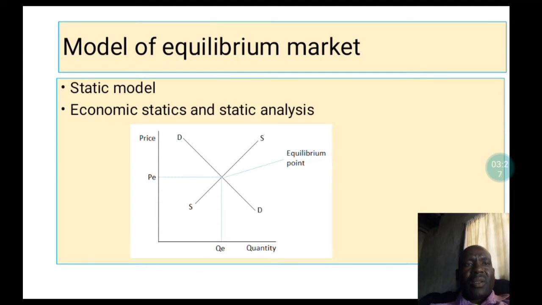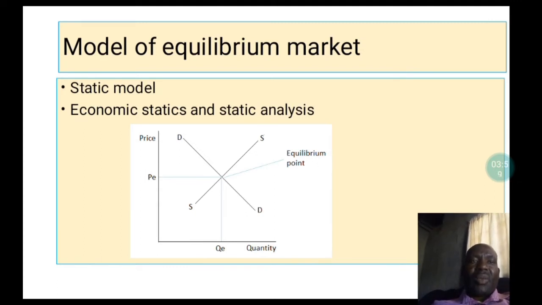This is a model of an equilibrium market. So as you can see in the diagram, we have the equilibrium point. It's labeled, I'm sure you can see it. And then we have the demand curve, DD, and the supply curve, SS. We also have the equilibrium price, which is PE, and the equilibrium quantity, which is QE. So this refers to an equilibrium market.